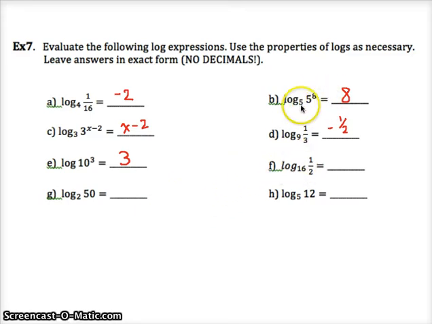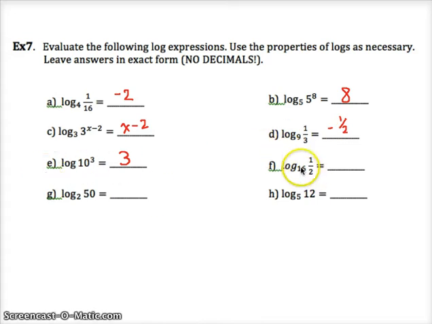This is asking again, what power do we put on 5 to get 5 to the 8th? Well, that would be 8. Same kind of thing here. What power do we put on 3 to get 3 to the x minus 2? Well, the power has to be x minus 2. This is a negative because the 9 is becoming one third. It's in the downstairs position, but it's also the square root of 9 becomes 3, so we have to call that a half.